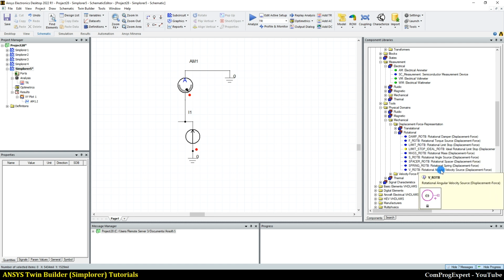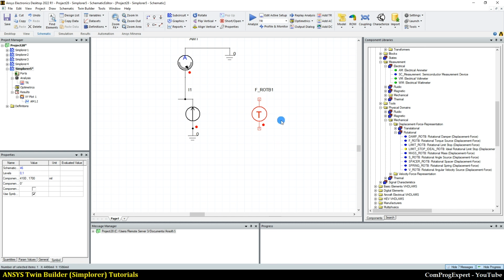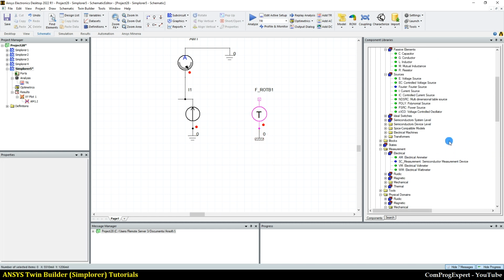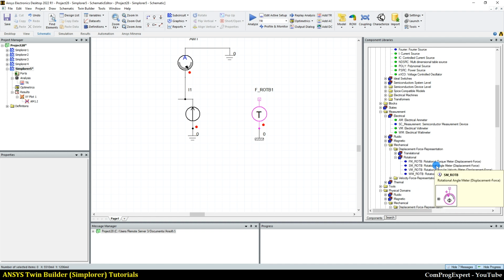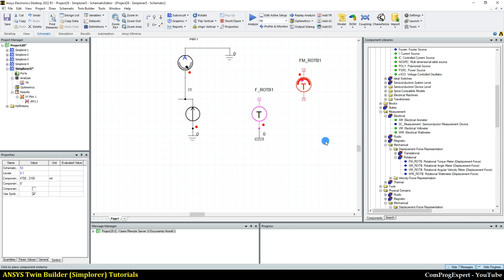Okay, so here in physical domains, mechanical, if I use this representation, the displacement-force representation, rotational, let's use this rotational torque source. So this is the torque source, and Control G to place a ground here. Also in measurements, mechanical, let's measure this torque.